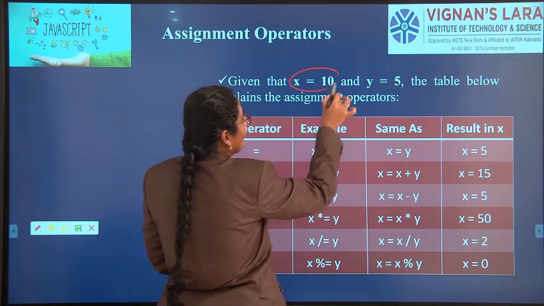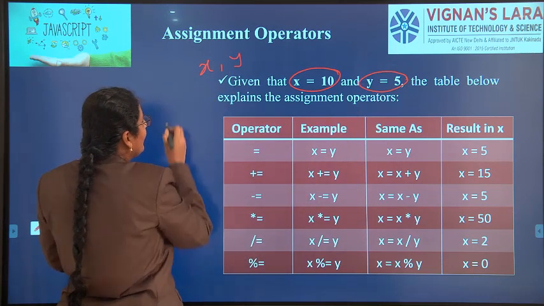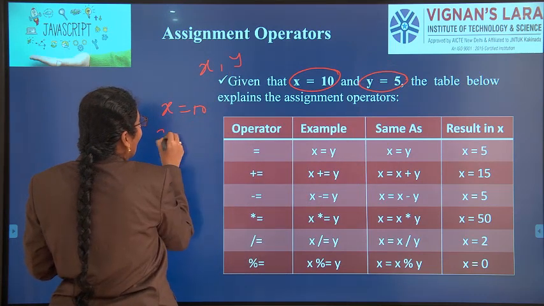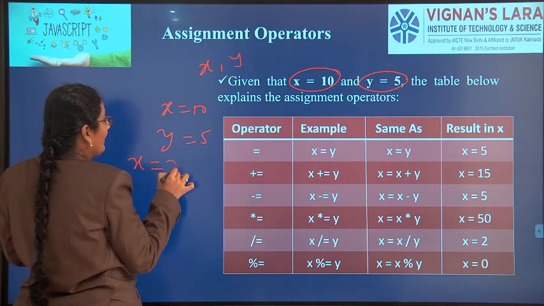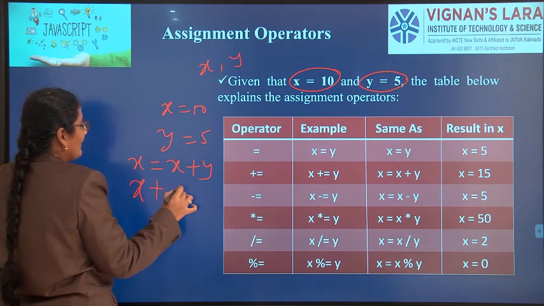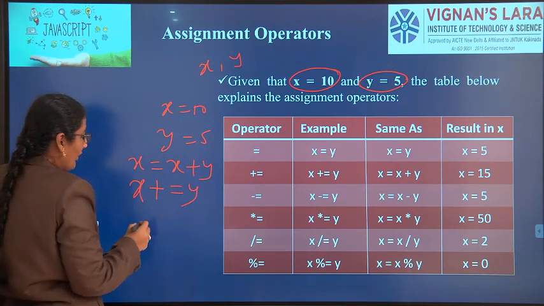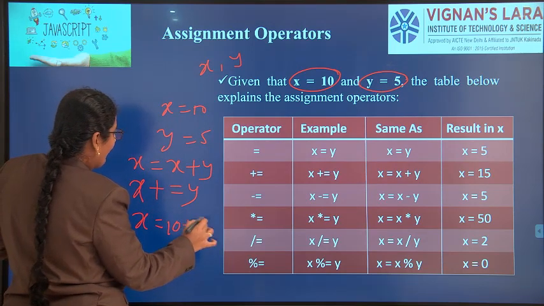I have taken x value 10 and y value 5. X and y are variables. I have taken x equal to 10, y equal to 5. Now what do I want to do? X equal to x plus y, I want. I can also write it as x plus equal to y. Now what will I do? X equal to x plus y.